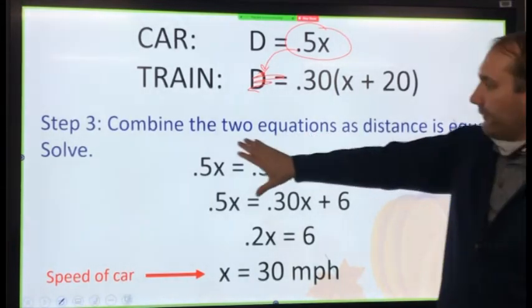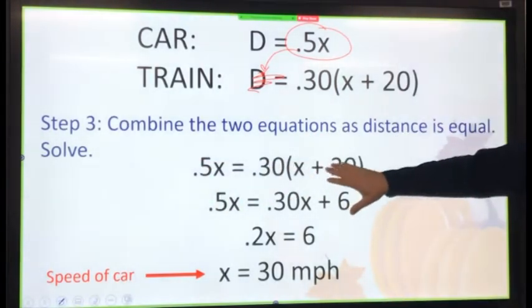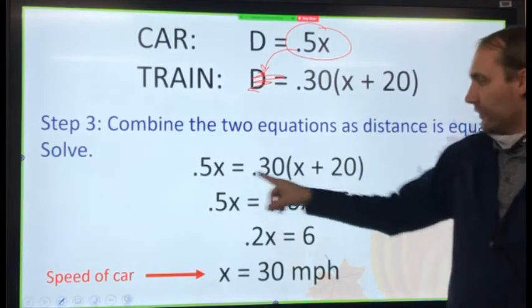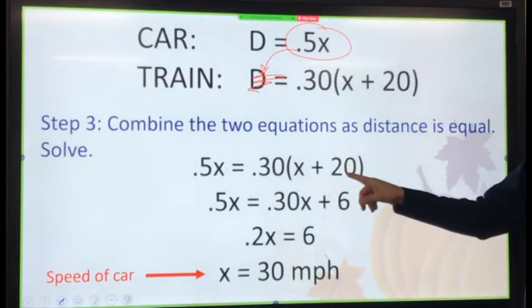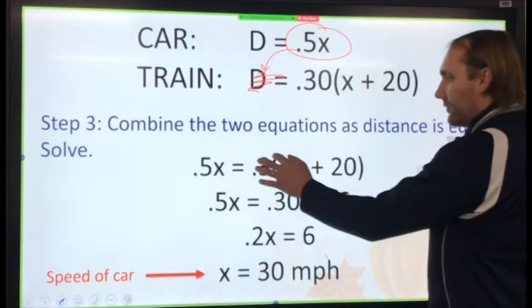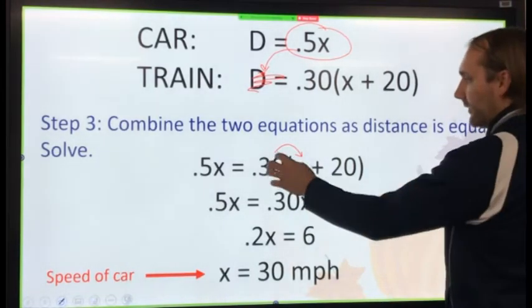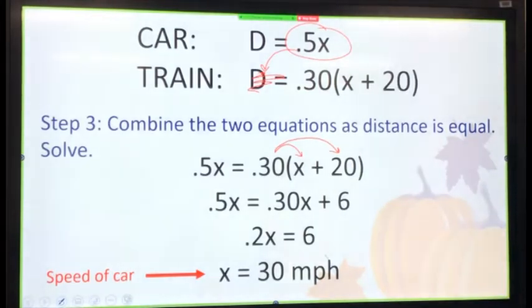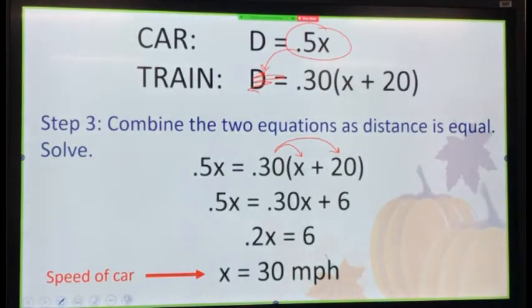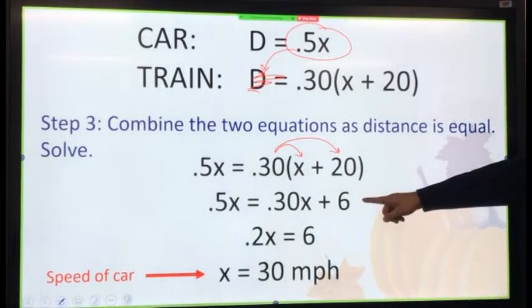So now that we have 0.5x equals 0.3 times x plus 20, note that there's just one variable. I can now solve for that one variable. So I'll have to distribute this 0.3 to x. That's 0.3x. And then 0.3 to 20. 0.3 times 20 is 6. Once you're here, what would you want to do next?